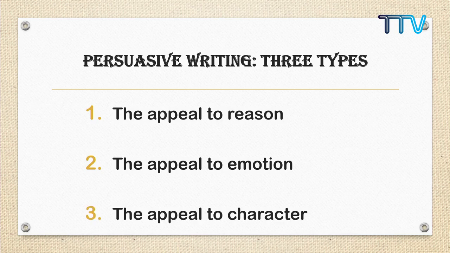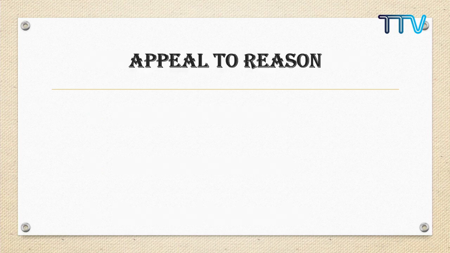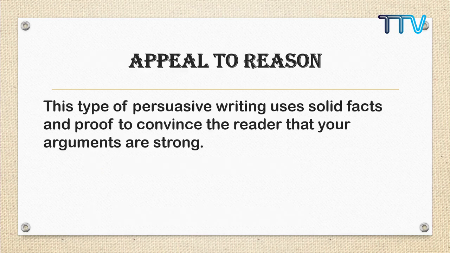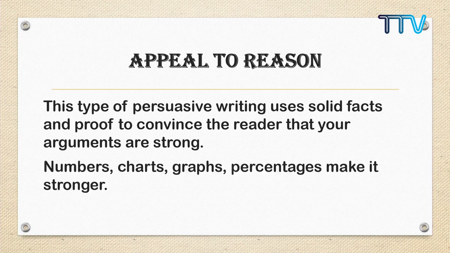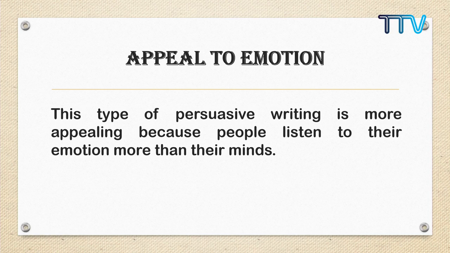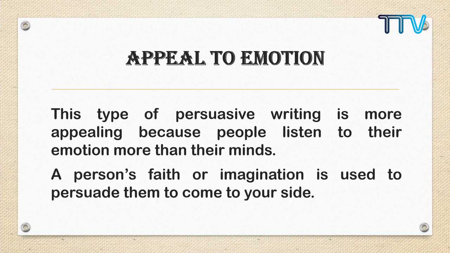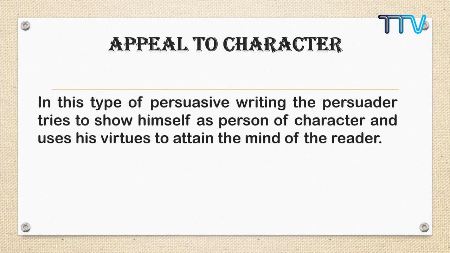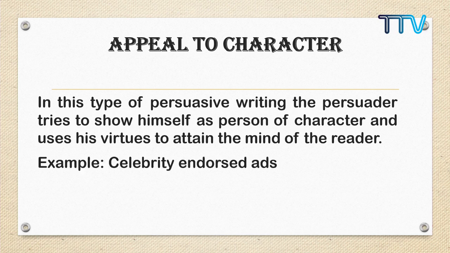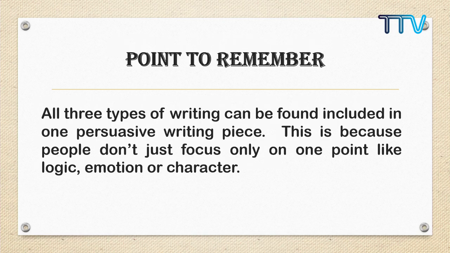These were the types. Using reason, you try to persuade the readers. These are the things that you can use to justify emotions. Sometimes characters are also used to persuade the readers or viewers, like you have ads. Celebrities are used in order to convince the viewers.